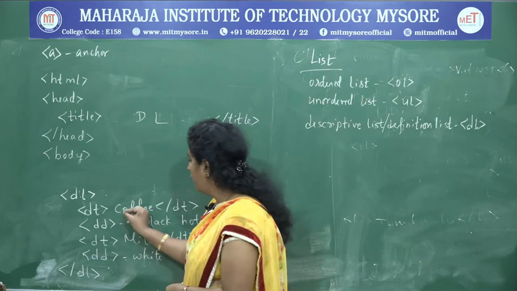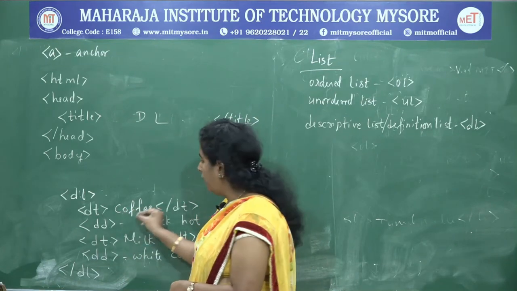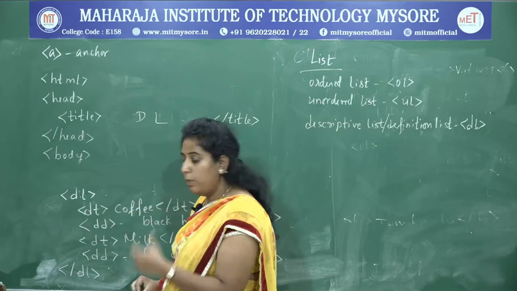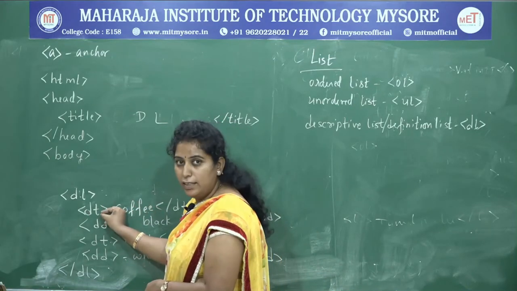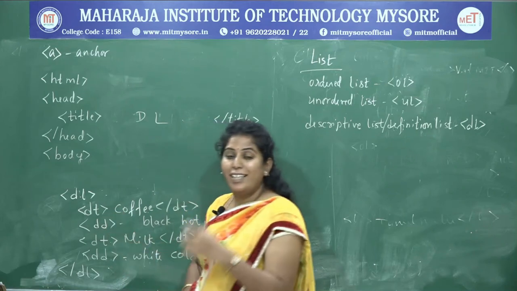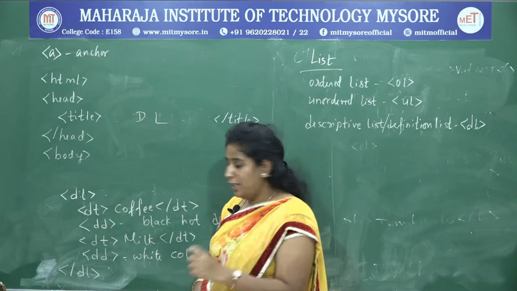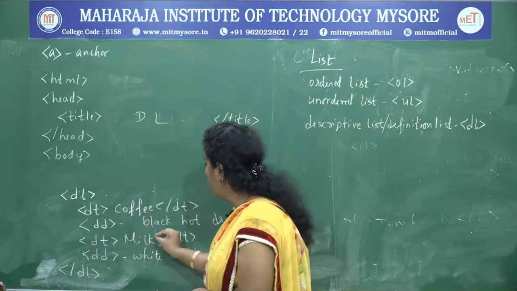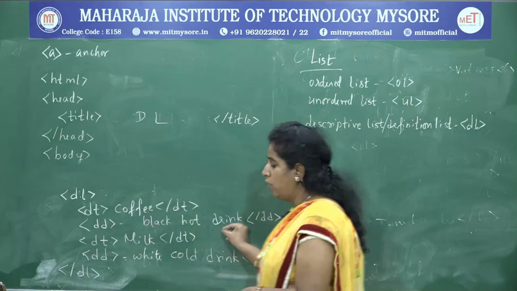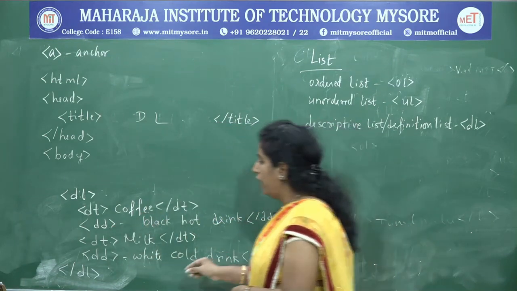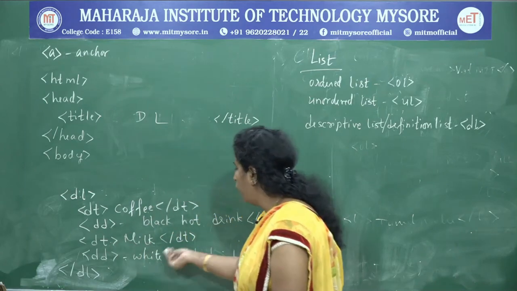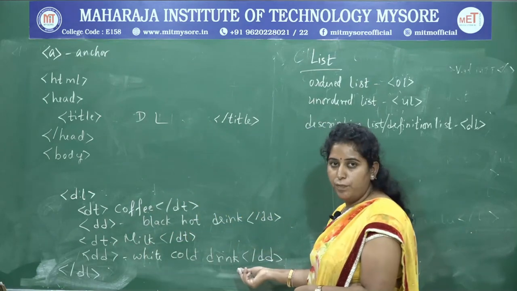What is the name? Coffee. So coffee is the name, and that name will be enclosed within the tag DT. The definition pair, its content, will be given inside the tag called DD. So coffee, its pair is black hot drink. Likewise, one more term, that is milk. It is a white cold drink.